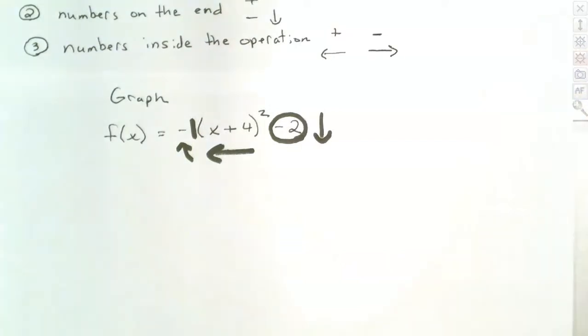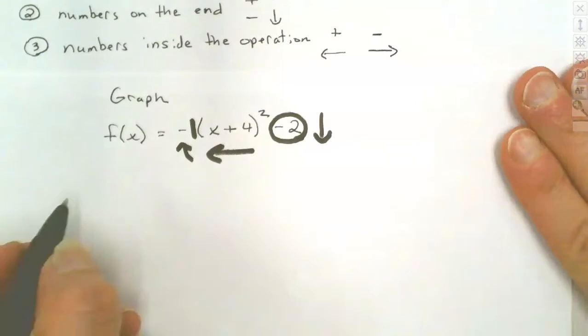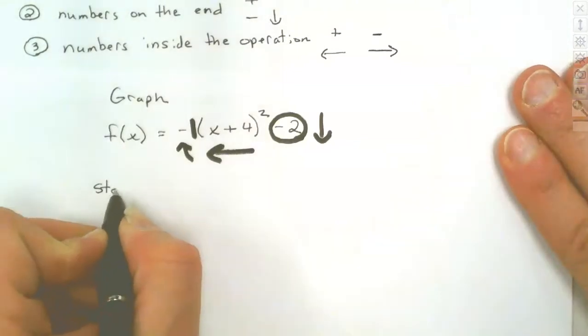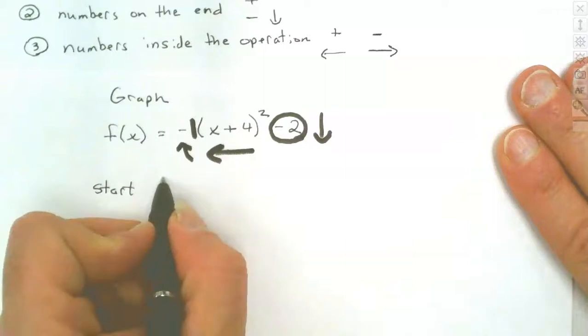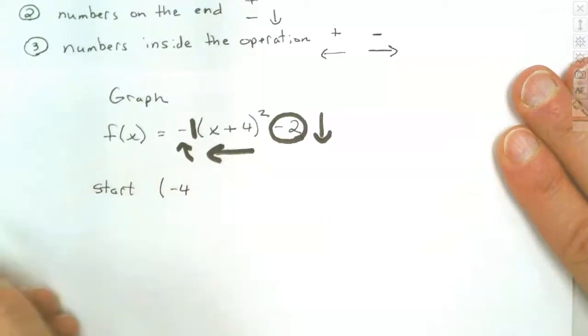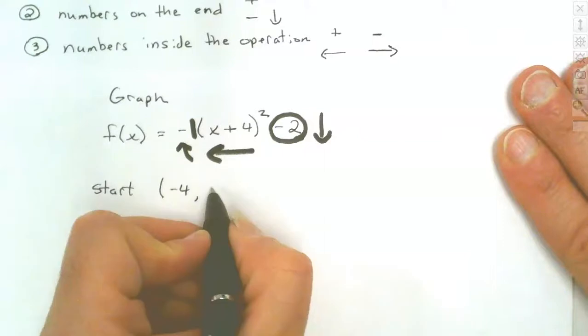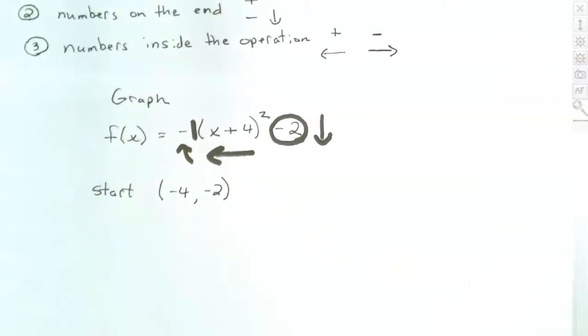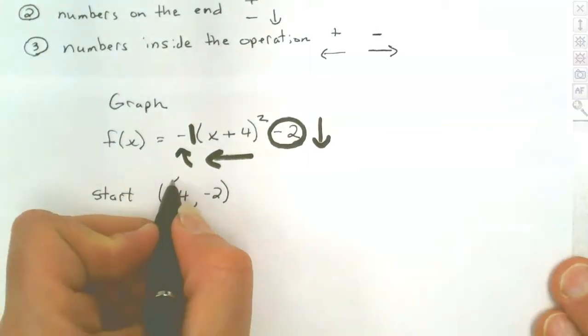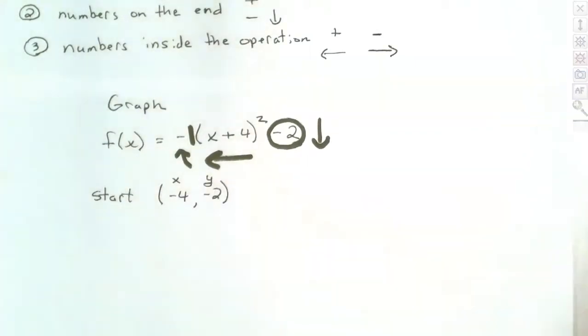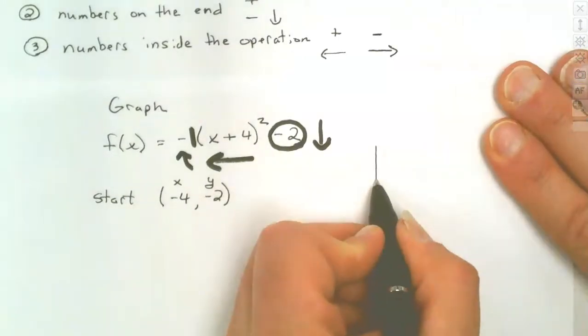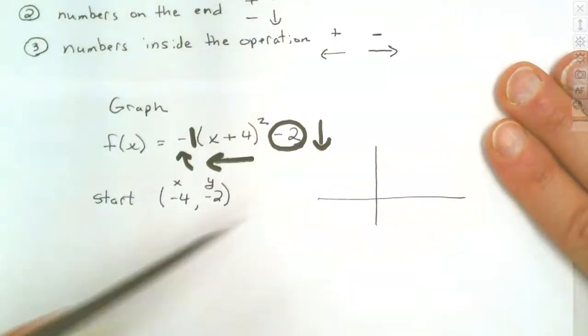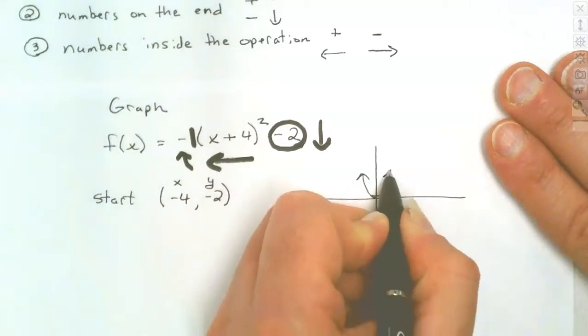Now, with all of this in mind, we're not going to start at 0, 0. We're going to now start at negative 4, negative 2, because we're moving it back 4 units. So that is where we're going to start. Okay, so we're going to move it back 4, down 2. Remember, this is your x, and this is your y. Students still sometimes get the x and the y mixed up, but we're moving it back 4, down 2. Now, what's the basic shape? This is a square root, so the basic shape is that.